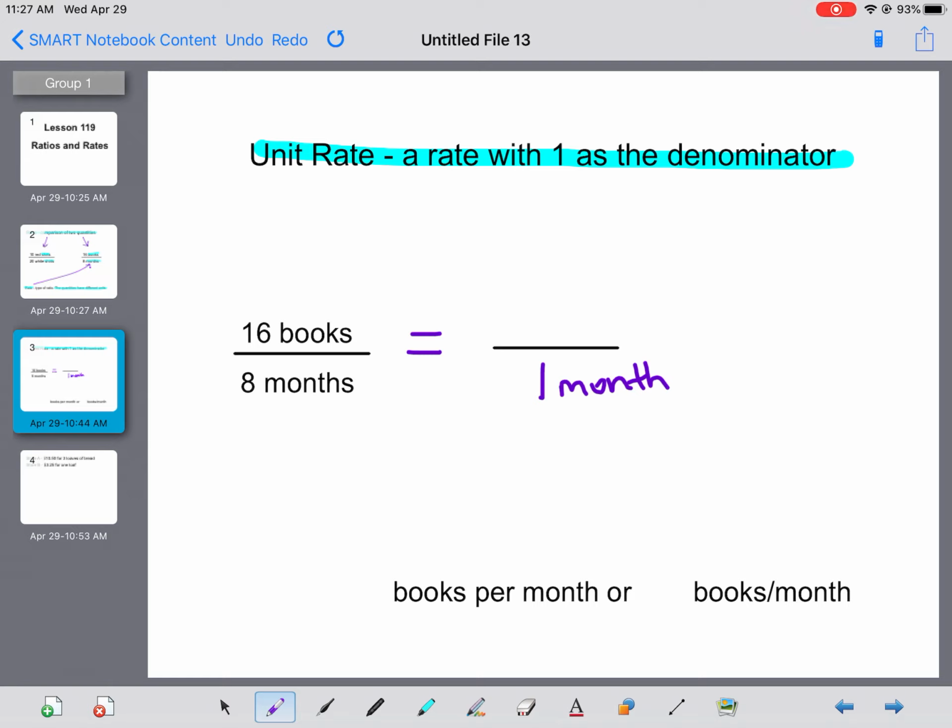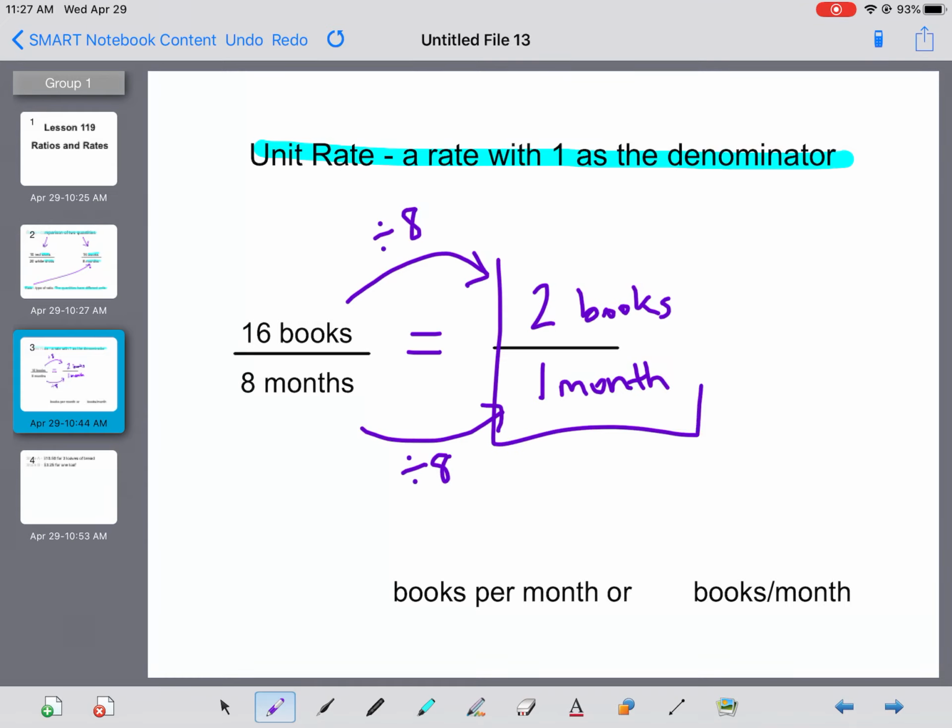And just like we were doing last time with equivalent ratios or equal ratios, you can think of it like a fraction. What was done to that 8 to turn it into 1? Well, you would be dividing by 8. So to find how many books this person read in 1 month, you do the same thing. You divide it by 8 and you find that they read 2 books in 1 month. And that is your unit rate. Okay? And you can write that information as either the words 2 books per month, or you can do 2 books / month. That is also acceptable. The slash stands for per.